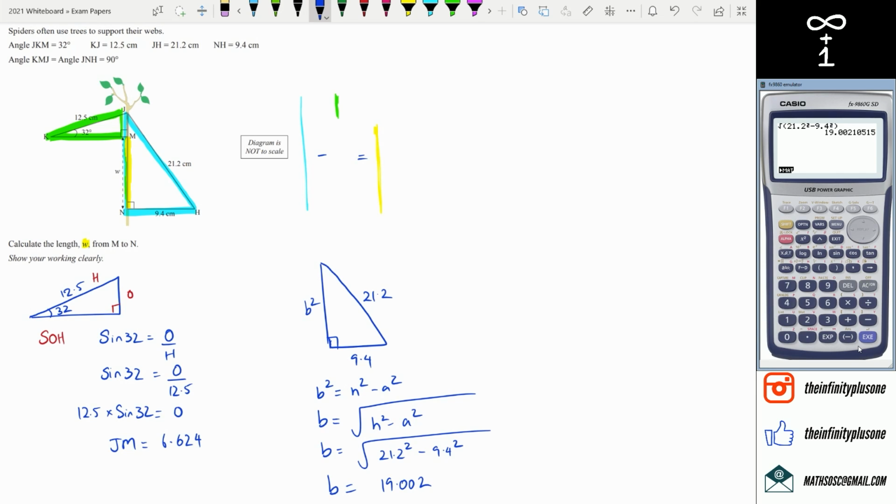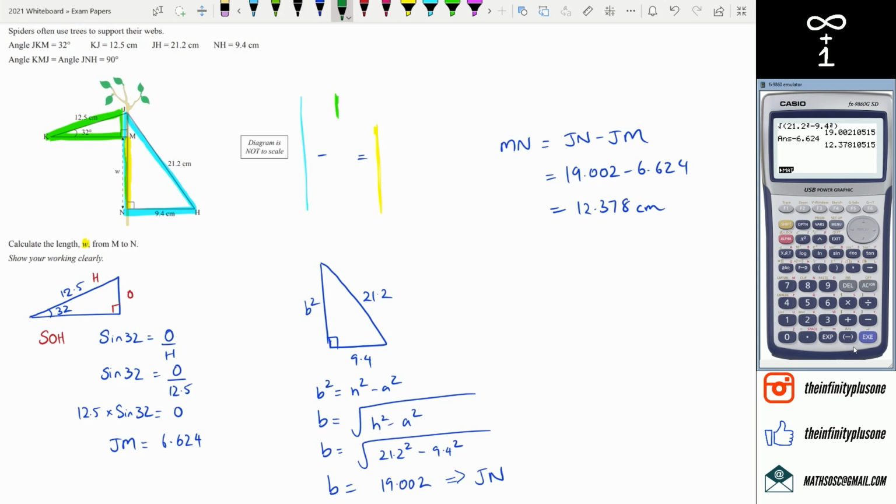So because this is Jn, then I can pretty much say that Mn equals Jn minus Jm. So Jn is 19.002 minus 6.624. Let's just work that out. That gives us 12.378.